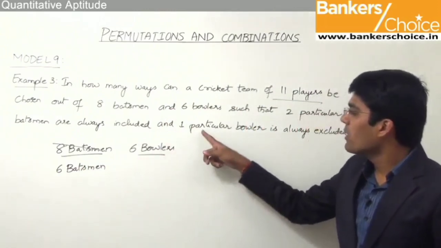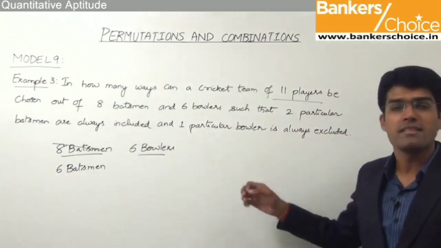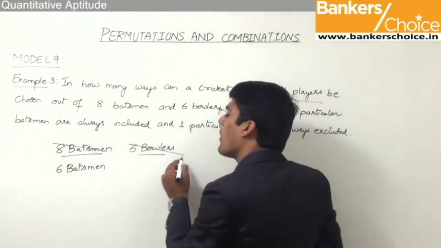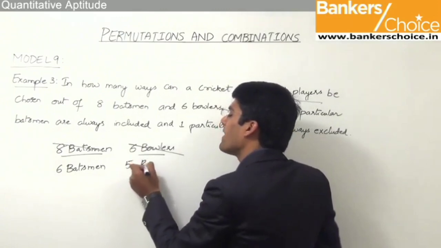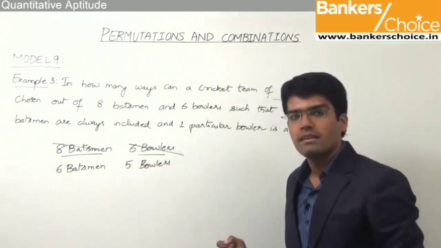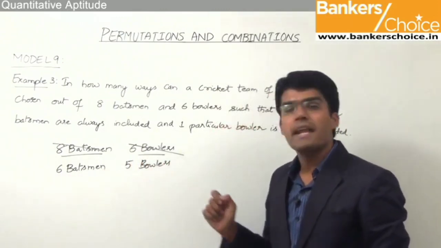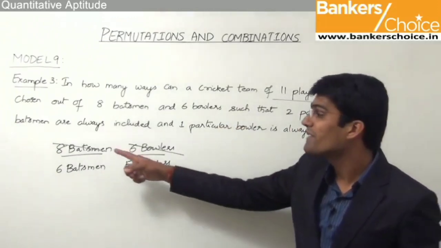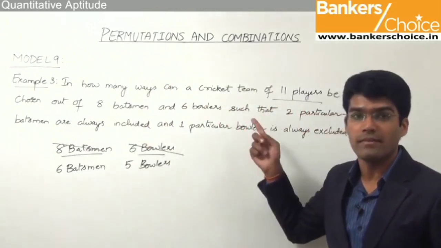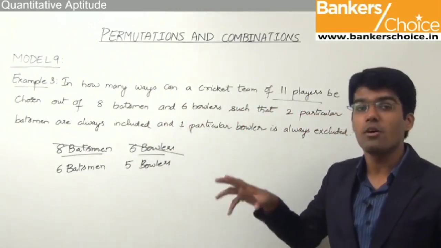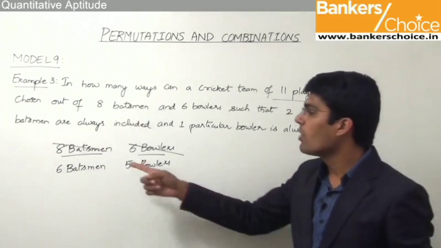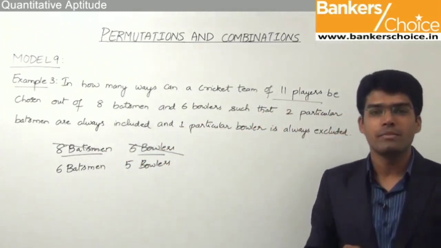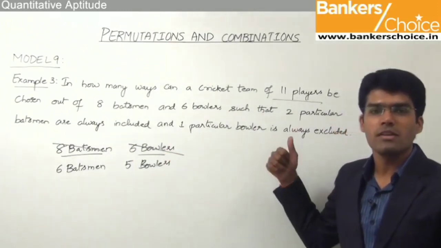Likewise, out of 6 bowlers, 1 particular bowler is always excluded. That means that particular bowler should never be selected. So again, out of 6 bowlers, if 1 is gone, our choice is only 5 more bowlers. That means now we have effectively 6 batsmen and 5 bowlers, and we need to form a team of 11 players. But remember, 2 of the batsmen are already there in the team of 11. They are always included. That means now we need to select only 9 more players. Why? Because already 2 of the batsmen are there in our team. So instead of 11, we now need only 9 players. And 1 bowler is anyway excluded, so we need not worry about that.